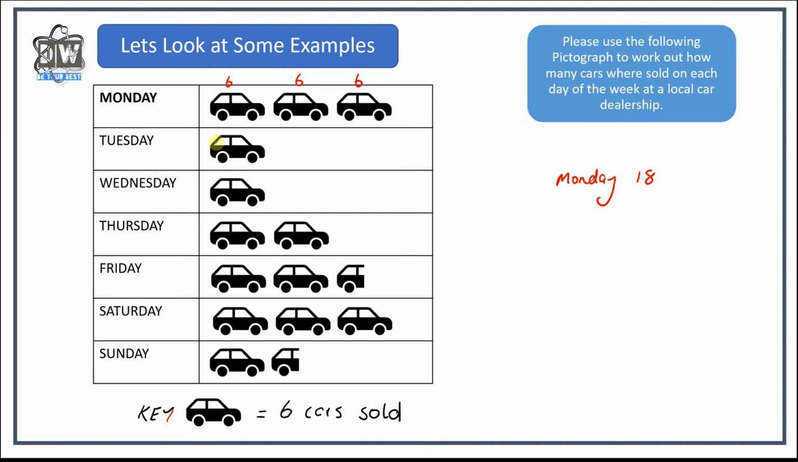Tuesday, we just got 1 there, so that's 6 cars, okay? So on Tuesday, we've got 6. Wednesday, we can see there that again, we just have the 6 cars. And you can see that I'm putting the number above, and that's a top tip to do. 6 and 6, which gives me 12 for Thursday.